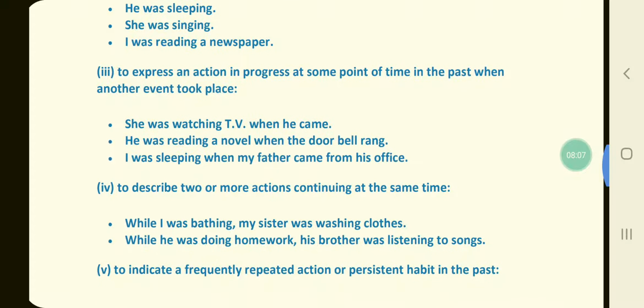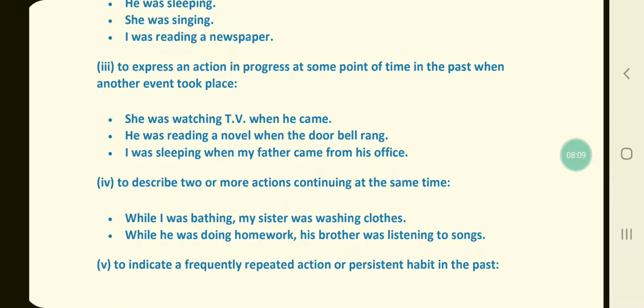Third way to use is to express an action in progress at some point of time in the past when another event took place. This is very important, children. She was watching TV when he came. Now children, you cannot use the same tense in both. You cannot say, she was watching TV when he was coming. One has to follow past and the other one past progressive.